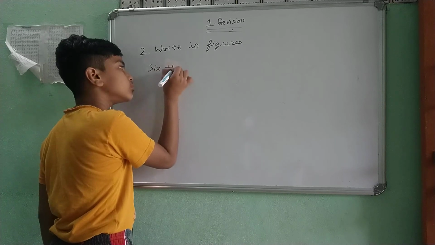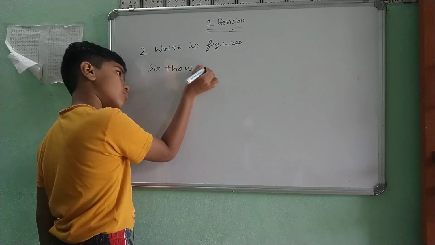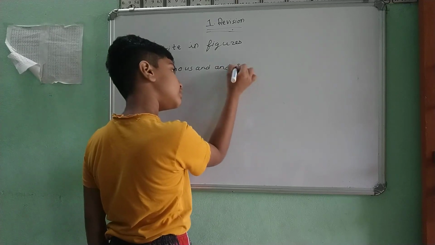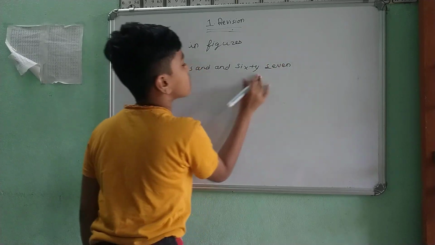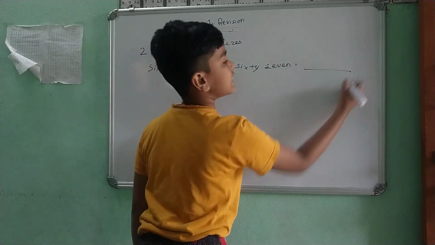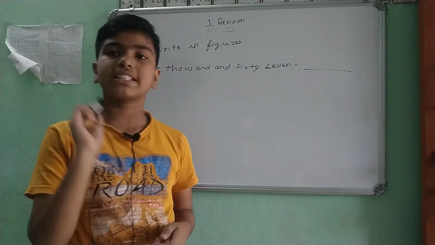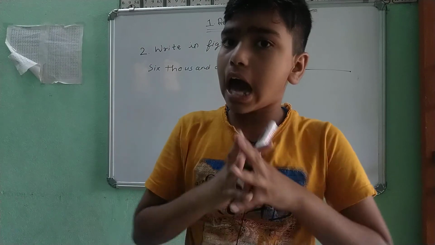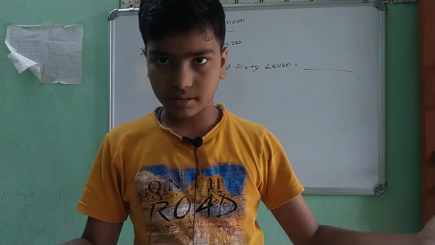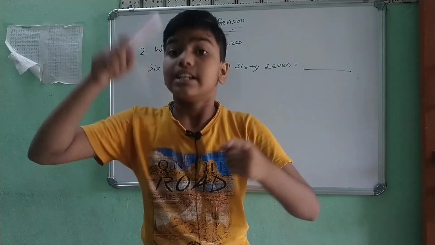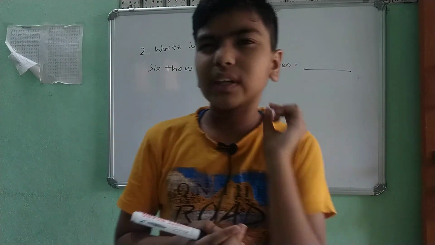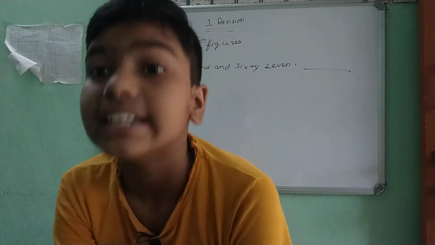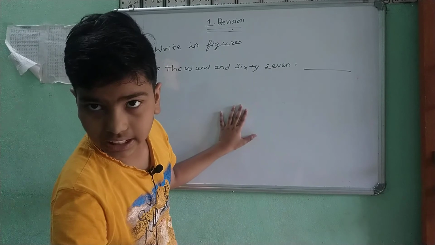6000 and 67. 6067. Okay, how to represent this in a figure? So basically we know what a number is. Writing in words told us how the number is. So now here, placing a comma and knowing a little bit of place value can help. Yes, it surely helps you. Now let's take this sum on my board.